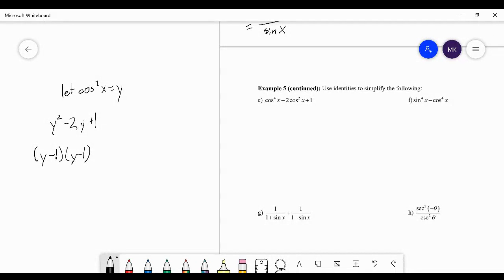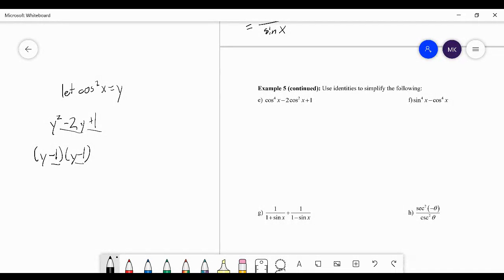Because I need to find 2 numbers, right? And those 2 numbers would be these here, such that they add to be this value and they multiply to be this. So I need to find 2 numbers that add up to be negative 2 and multiply to be positive 1. And that's just negative 1 and negative 1. Awesome.